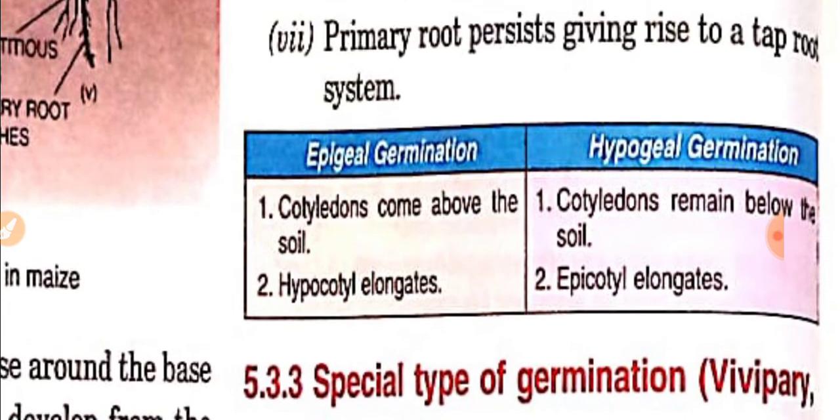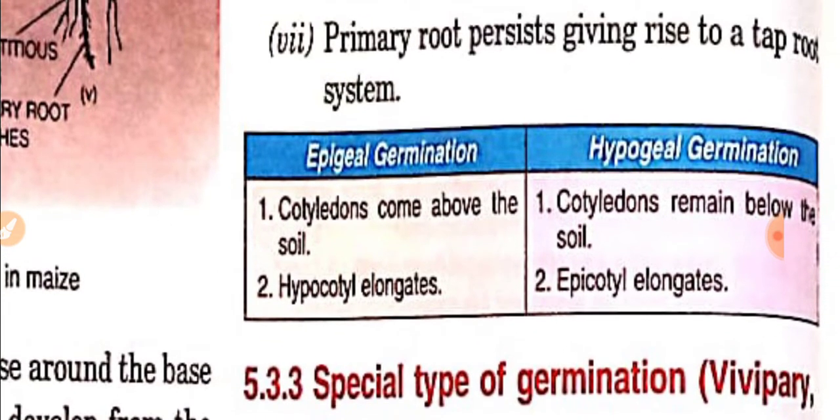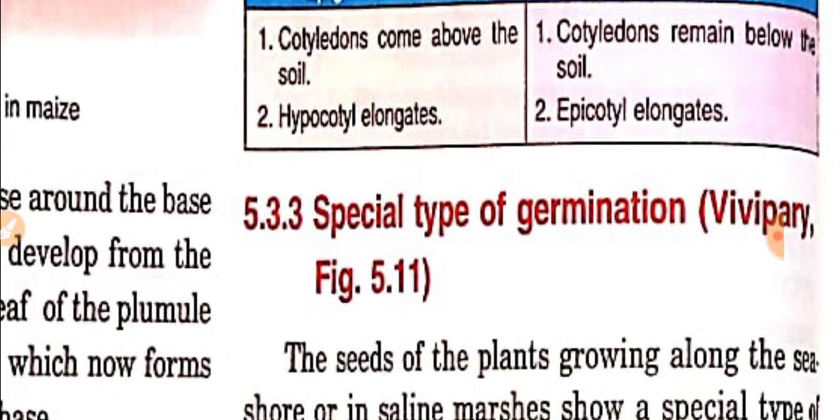So, if you think about the difference between epigeal and hypogeal germination in two lines, first, in epigeal the cotyledons come above the soil, and in hypogeal, as the name suggests, hypo means below, the cotyledons remain below the soil. Hypocotyl elongates in epigeal, and epicotyl elongates in hypogeal germination. These are the two differences.